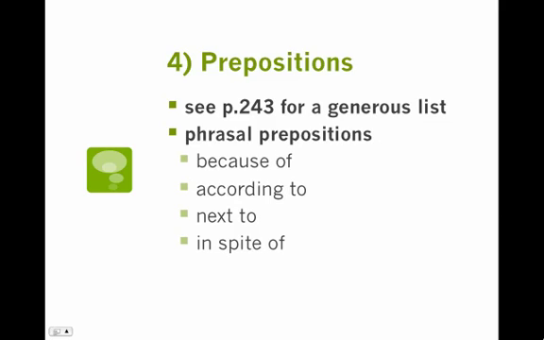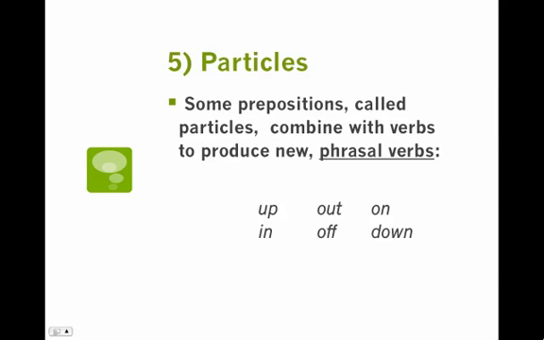Think about what would follow these phrasal prepositions. Wouldn't you put a noun after most of these? Possibly a determiner, a noun phrase. Because of the horrible weather. In spite of my crippling shyness. These function as prepositions. Notice they end in prepositions: of, to, of. Nice hint. Five is a particular class of preposition called a particle.